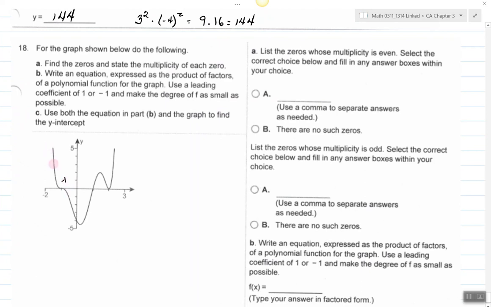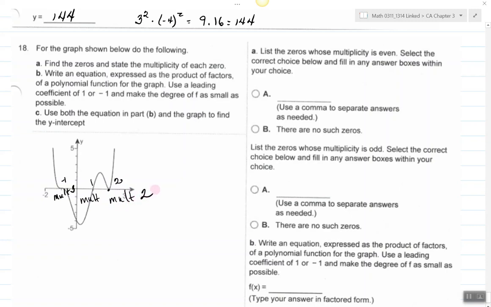Now, the multiplicity, it goes through, but it does not go through smoothly. You can see a wiggle through. We've not had one of those before, but there is an odd multiplicity, but it is not multiplicity 1, it is multiplicity 3 because of that wiggle. Here at 1, we have multiplicity 1, and here at 2, we have multiplicity 2.